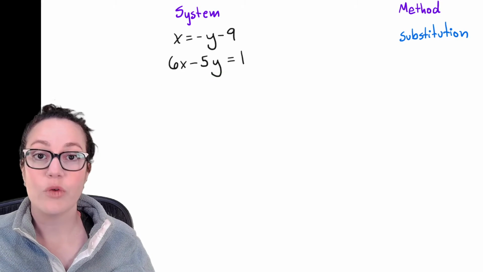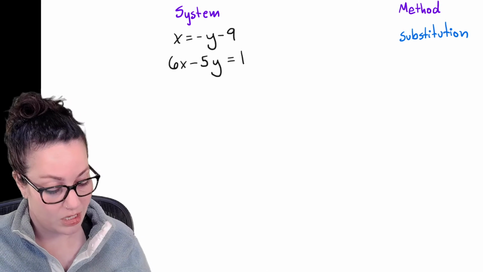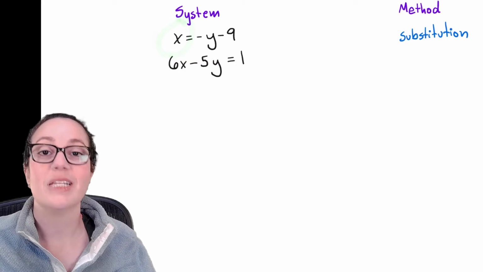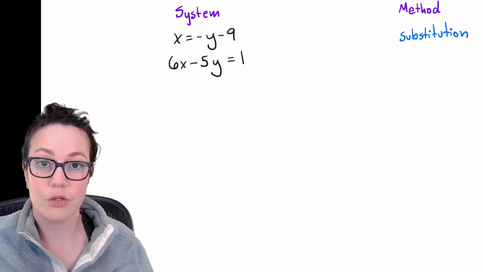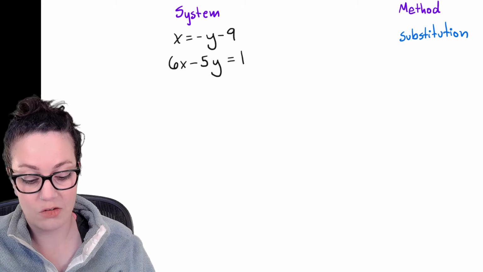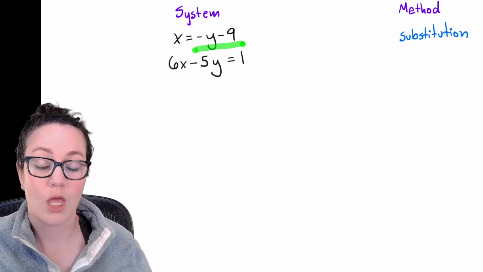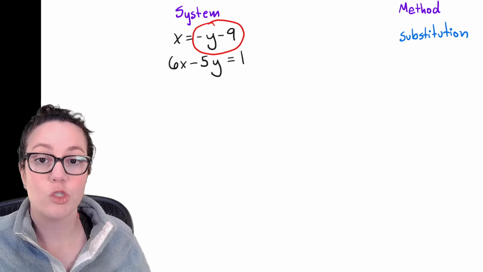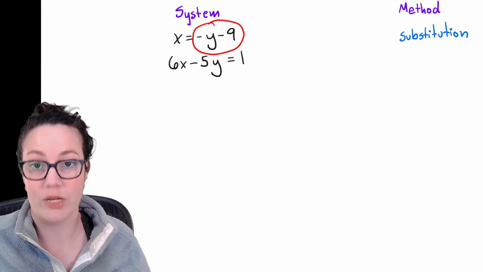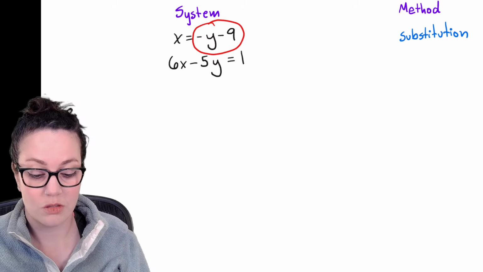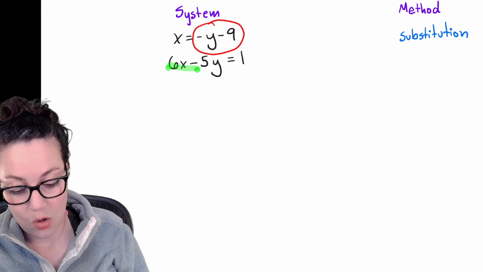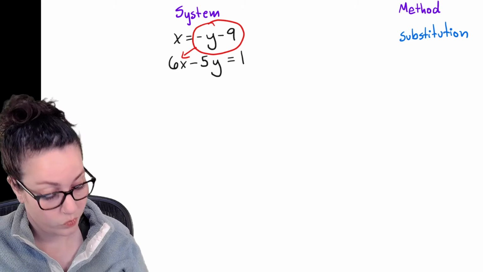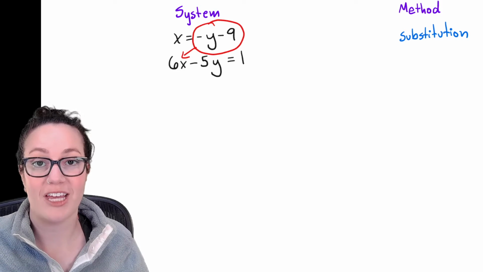Well, there is already a variable isolated here, which is nice. That's really handy. That's this x right here. It's already by itself. But this time, instead of equaling a single term, it's equal to an expression, this -y minus 9. So I'm going to circle that because this expression, that whole expression, is what we're going to replace every x in our other equation with. So here's that x, right, next to the 6, and I'm going to plug this whole expression in right where that x is. When I do that, I'm definitely going to put that inside parentheses.